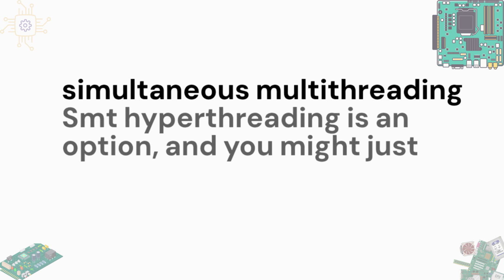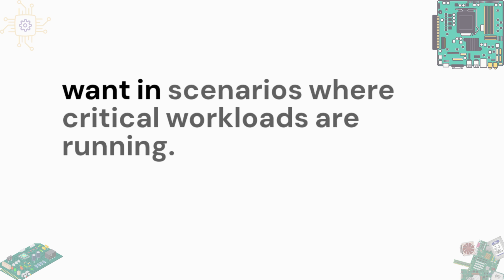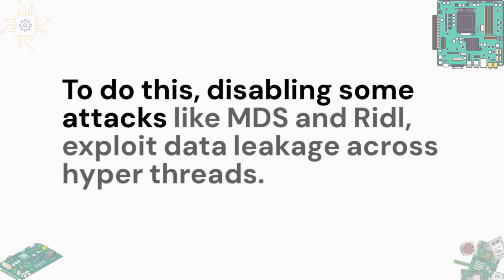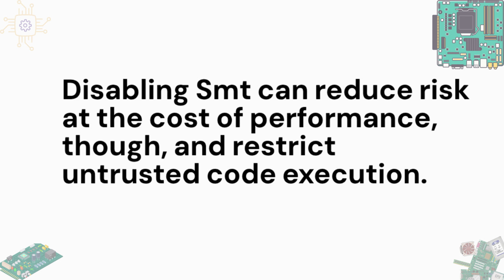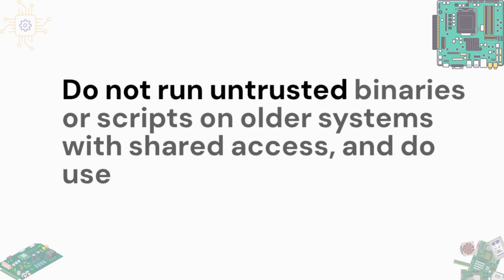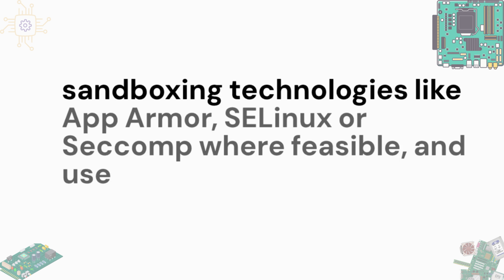Disabling simultaneous multi-threading (SMT, hyperthreading) is an option, and in scenarios where critical workloads are running, you might just want to do this. Some attacks, like MDS and RIDL, exploit data leakage across hyperthreads. Disabling SMT can reduce risk at the cost of performance, though. Also restrict untrusted code execution. Do not run untrusted binaries or scripts on older systems with shared access, and do use sandboxing technologies like AppArmor, SELinux, or seccomp where feasible.